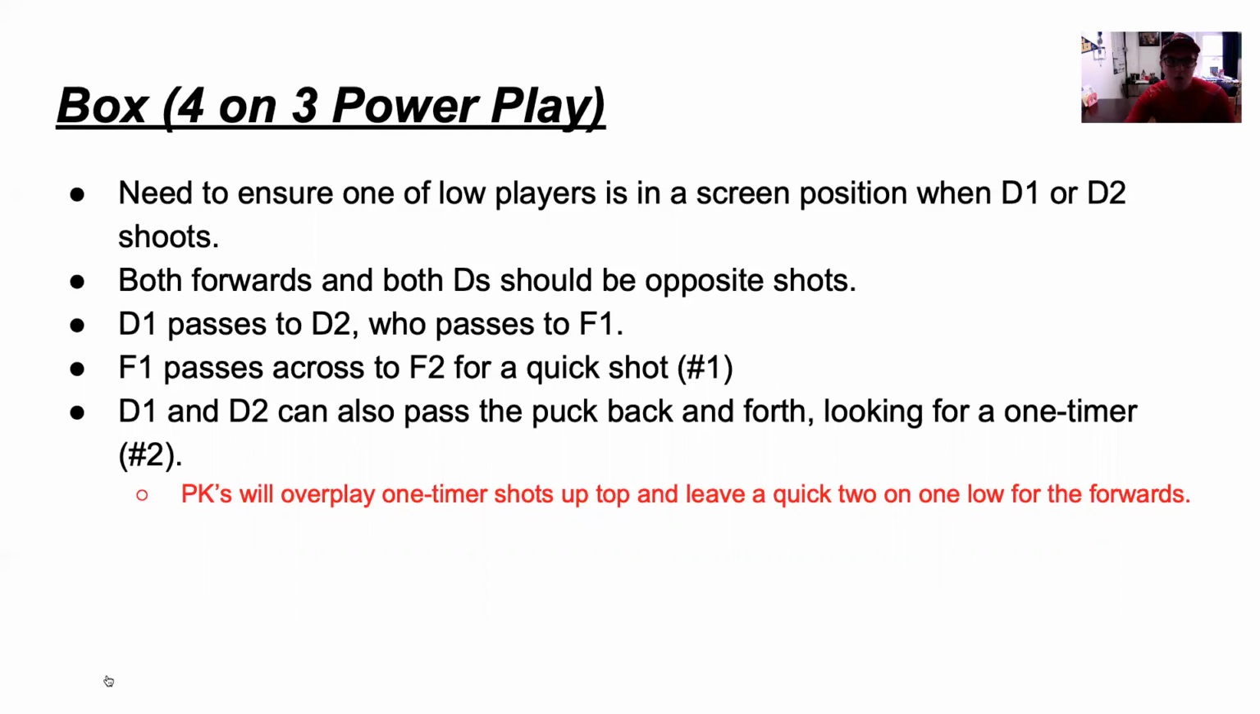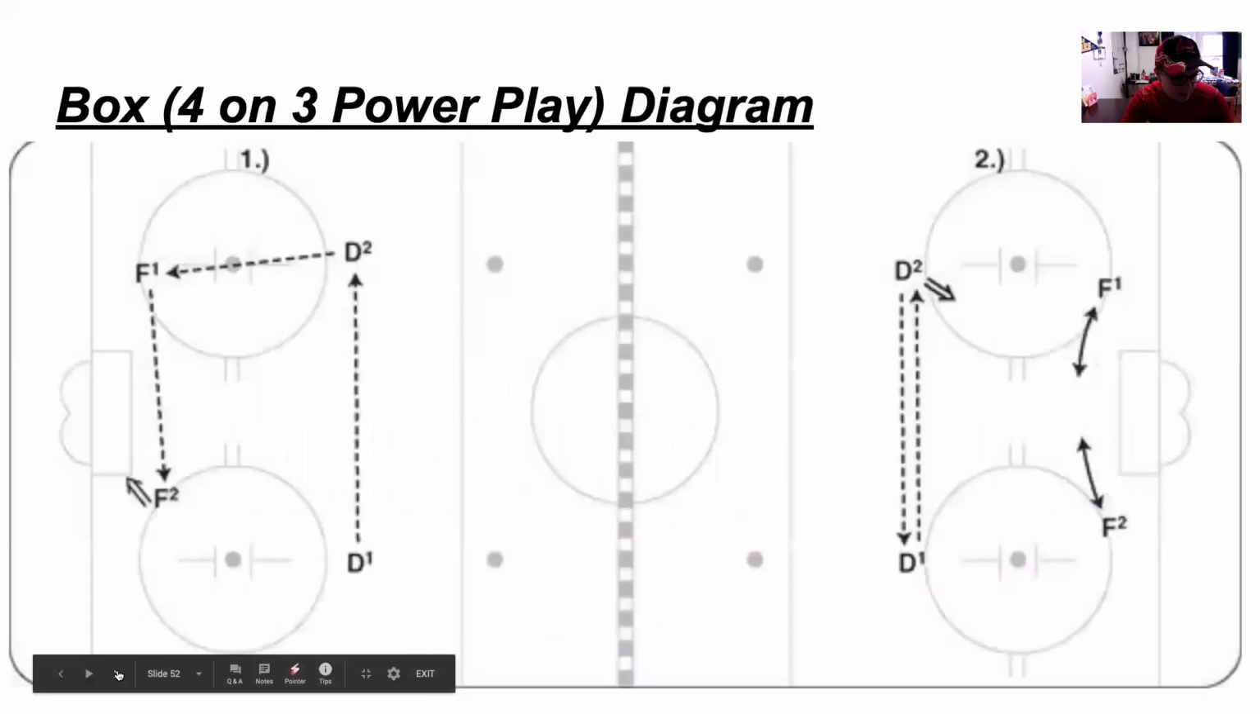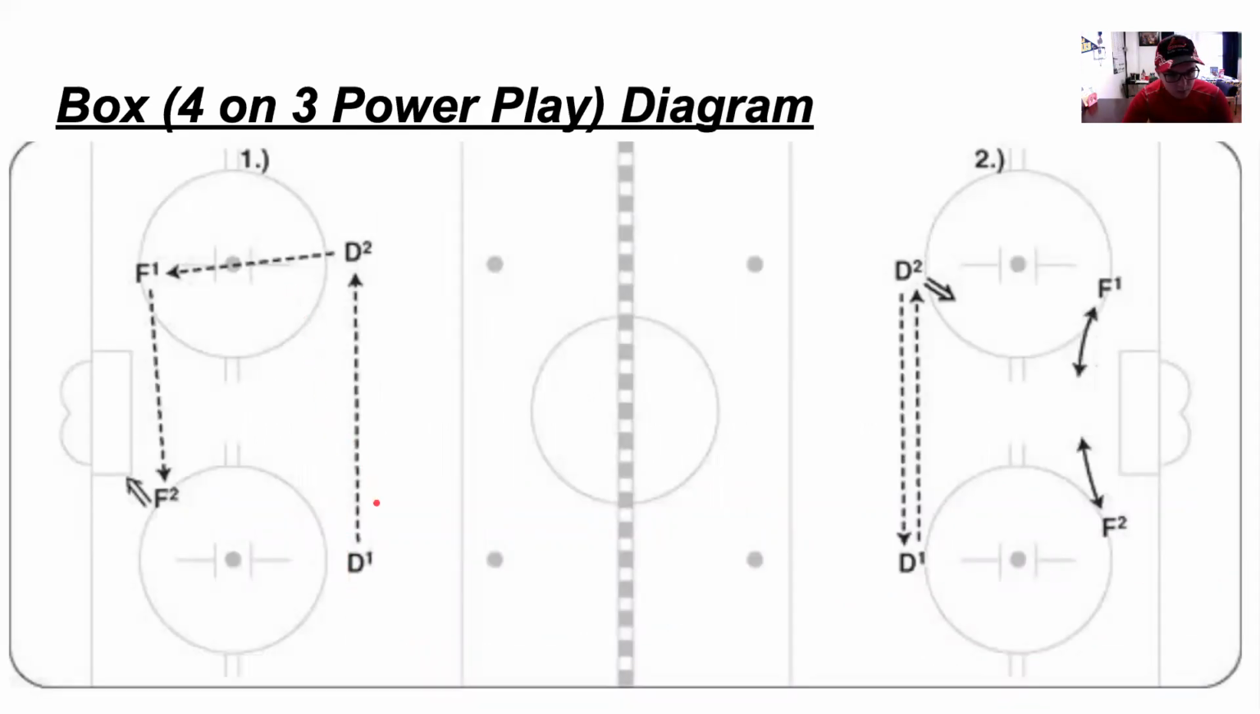So we take a look at the screen here. This is play number 1. D1 is going to pass to D2, and then D2 is going to pass to F1. F1 can pass to F2, who takes a one-timer. And F3 in this scenario is in the penalty box.